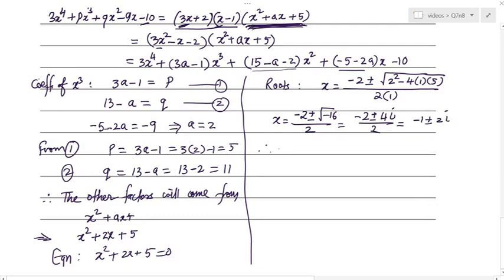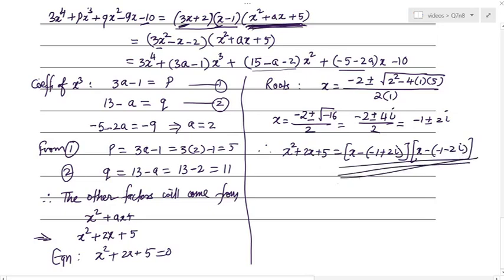Therefore, x squared plus 2x plus 5 can be written as the product of these two factors which come out of these roots. So x minus (minus 1 plus 2 iota) and x minus (minus 1 minus 2 iota), and these are the two required factors, and that's where we're going to stop.